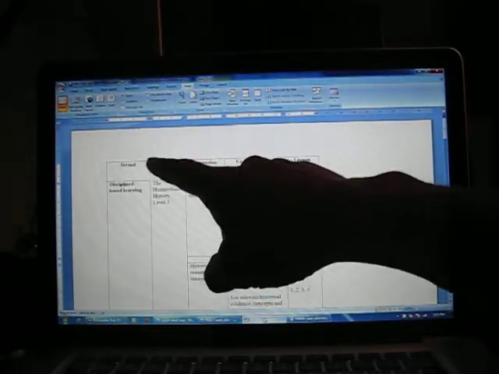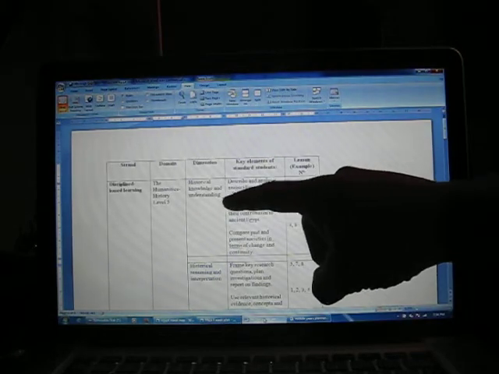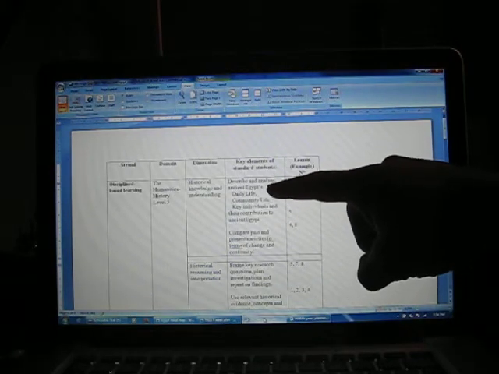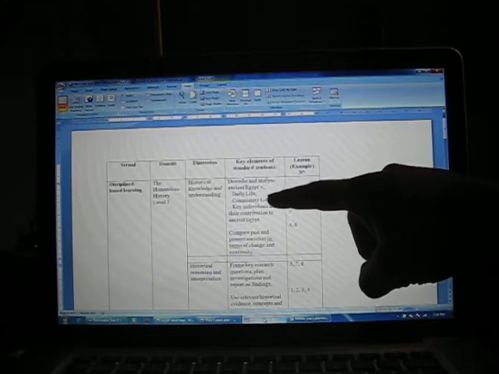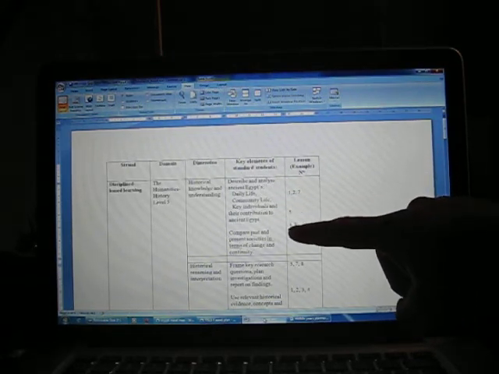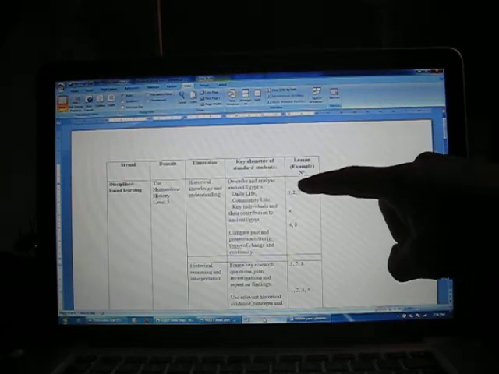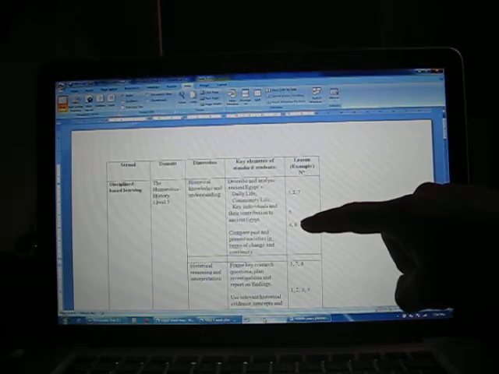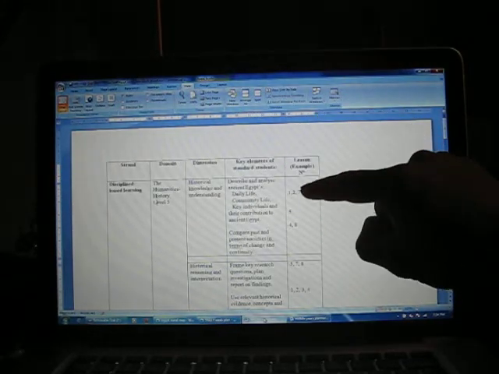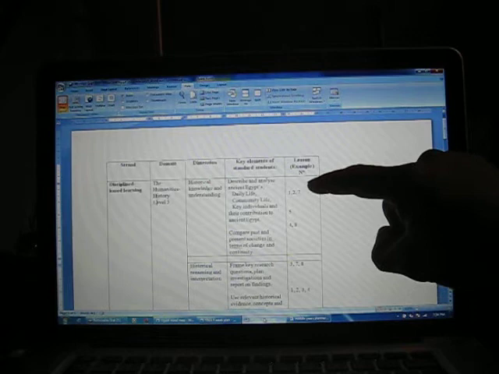Alright, this is how it links into the curriculum standards. Under the domain of humanities and history, we've got the key elements: describe and analyse ancient Egypt's daily life, community life, key individuals and their contribution. These are the lessons from the 4 weeks that I've planned, and these are the lessons those points fall under. You can see it falls under 1, 2, 7, 5, 4 and 8.